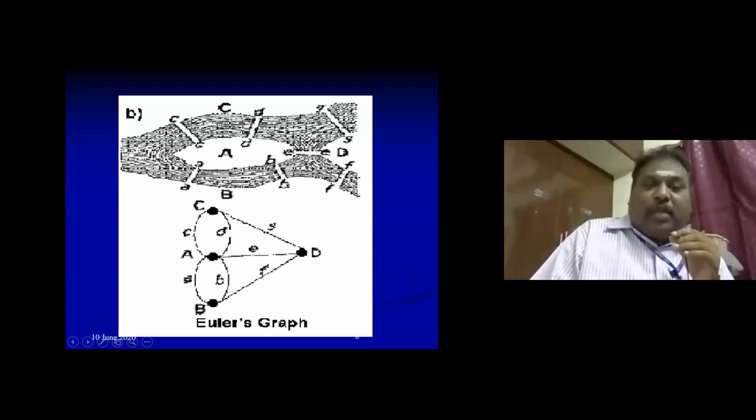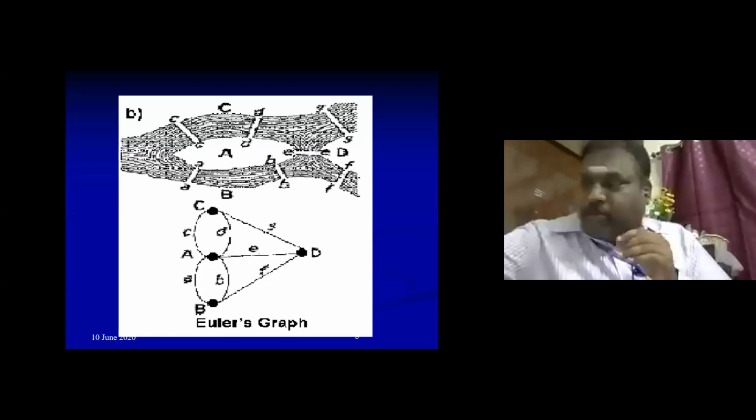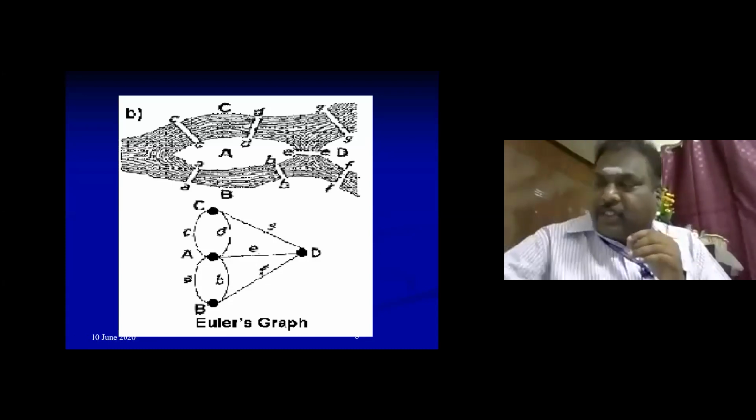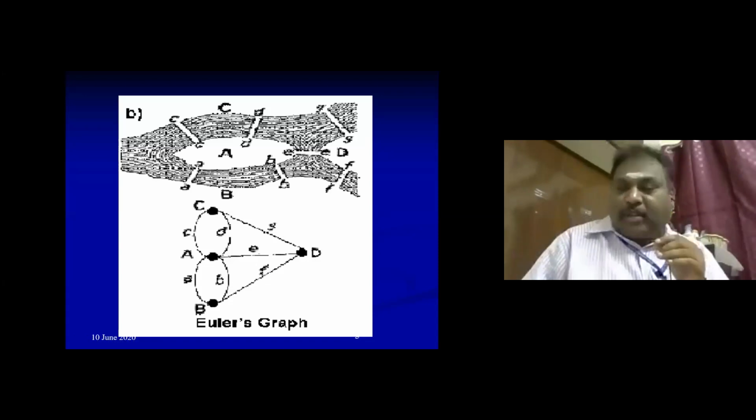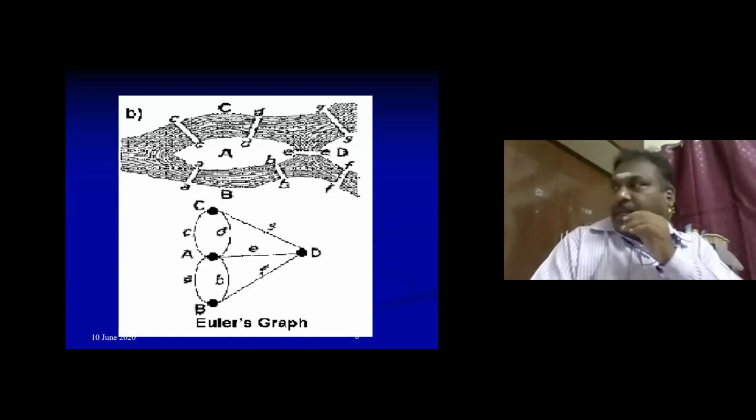So any physical problem can be interpreted mathematically, solved, and then the solution taken back to reality. That's the beauty of graph theory. So only 2 things are there here: a point and a line. Points are called vertices, the lines are called edges. So this is the idea.